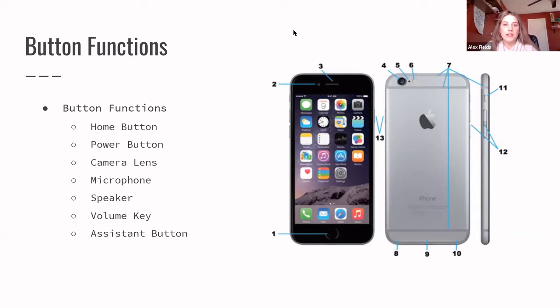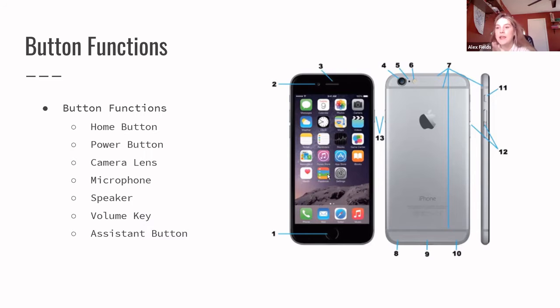I do see we have a question in the chat. Is this for phones only or for iPads as well? This is a very good question. So the button functions will be the same on your iPad and your iPhone. So let me go ahead and grab my iPad. So this is what the iPad will look like versus the phone. So on the side, we have our power button at the top this time rather than the side. But the home button is still at the bottom, and it functions quite the same.